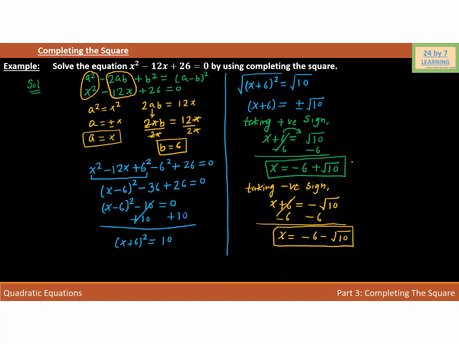So my answer for this quadratic equation is basically this and this. The value of x is basically 6 plus root 10 and 6 minus root 10. And this is how we solve a quadratic equation using completing the square.